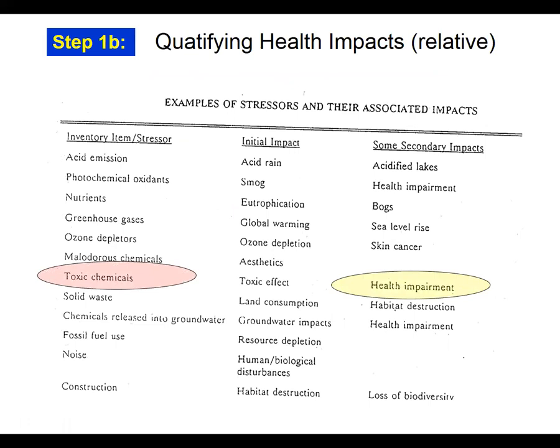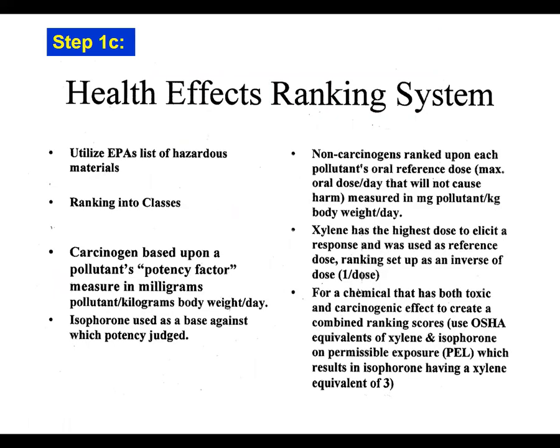Now, to do this, we actually developed a procedure that hadn't really been developed before, and this is called the Health Effects Ranking System, where basically we took all of EPA's list of hazardous materials that we had quantified coming out of all the steps in the extraction down to production of the materials, and we basically ranked them into classes. Now, the classes were carcinogens or non-carcinogens, and that was basically based on the literature.